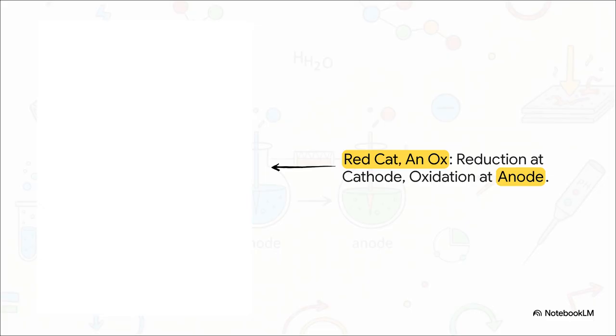So I'm giving you a trick right now, and I want you to lock it into your brains. Khopadi mein bitha lo, as we say. The magical phrase is red cat and ox. Reduction always happens at the cathode, hence red cat. Oxidation always happens at the anode, anox. Memorize this and you will literally never confuse the two again.